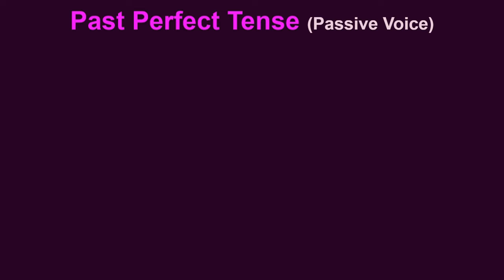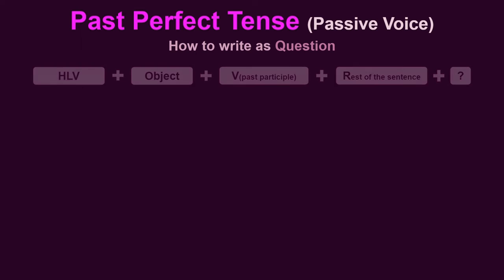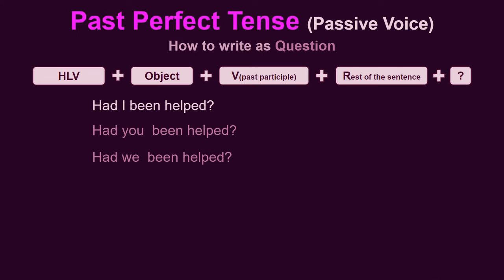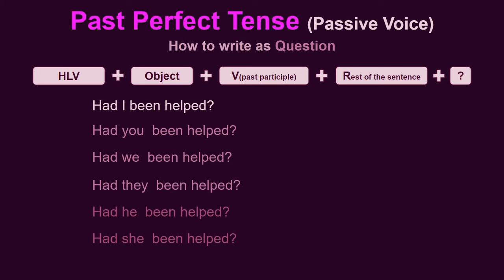Past perfect tense, passive voice. How to write as question. Helping verb, object, verb in past participle, rest of the sentence. Had I been helped? Had you been helped? Had we been helped? Had they been helped? Had he been helped? Had she been helped? Had it been helped?